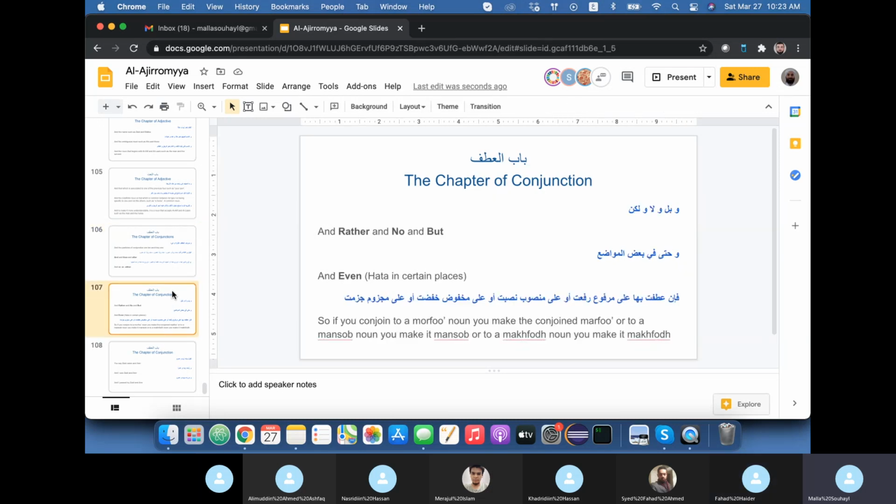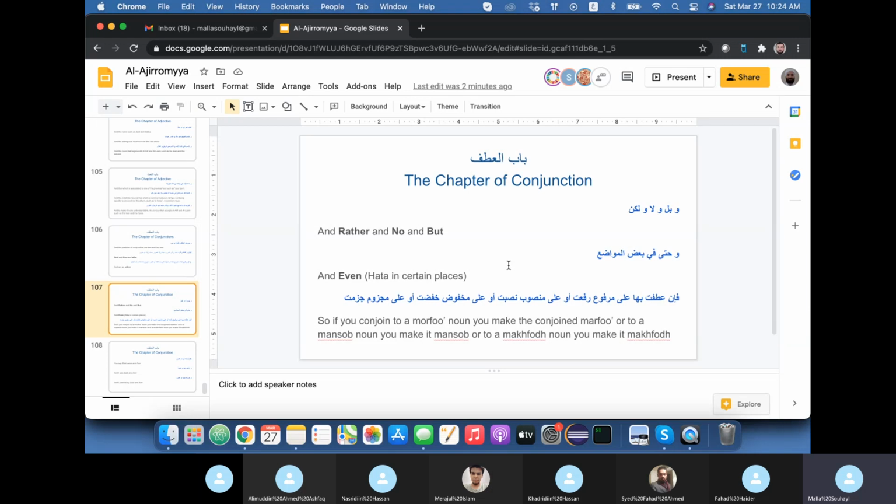So we'll move on to the next three particles: bal, wala, walakin. So bal means rather. For example, you say Zaid did not come, rather it was Amr, right? So basically, the way it's used is to give the positive ruling of what comes before it to what comes after it.